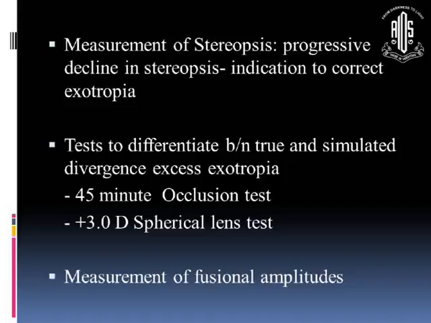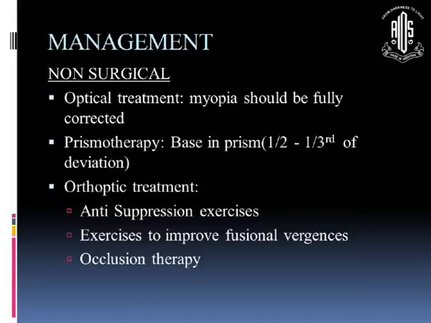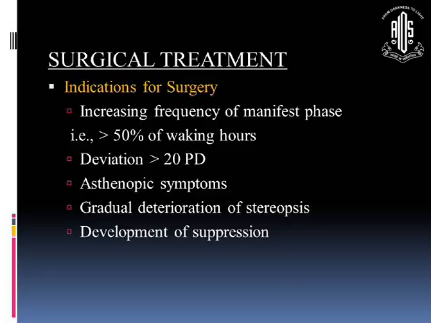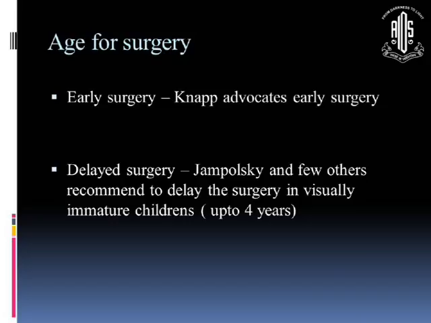Measurement of stereopsis, the simple Titmus test will do in the outpatient, and a test to differentiate between true and simulated divergence excess, which I told you, and measurement of fusional amplitude is also important. Non-surgical options are optical, prismatic therapy, and orthoptics. Most of the time we tend to do anti-suppression exercises to increase the fusional range. Surgical indications are when the deviation is more than 50% of the time, that is the decompensated stage, asthenopic symptoms, and development of suppression.